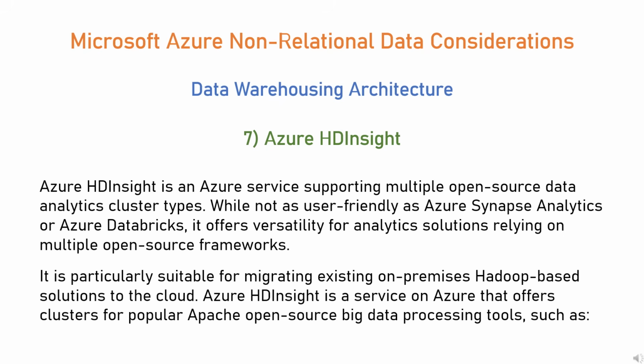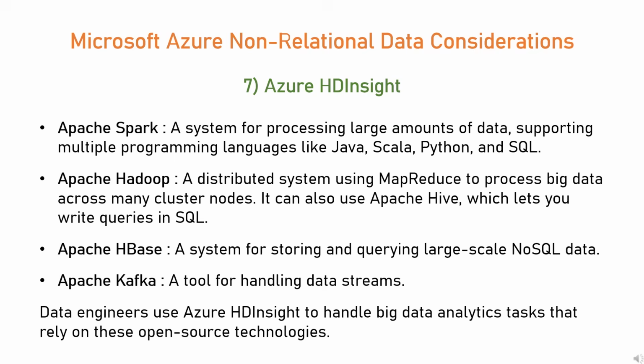Azure HDInsight is a service on Azure that offers clusters for popular Apache open source big data processing tools such as Apache Spark, a system for processing large amounts of data supporting multiple programming languages like Java, Scala, Python, and SQL. Apache Hadoop, a distributed system using MapReduce to process big data across many cluster nodes. It can also use Apache Hive, which lets you write queries in SQL.